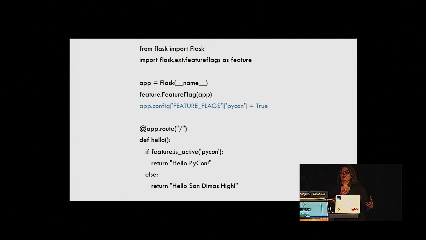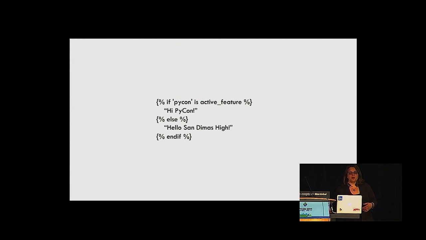OK, so this is great for the Python app developers like me, but I want my front-end developers and my web devs to be able to use this in the Jinja layer as well. And to do that, I'm going to use a thing of Jinja called a template test. And this is what a template test looks like. If PyCon is active_feature, hi PyCon, else hello San Dimas High. active_feature is the name of the template test, and it's like a function. It will get PyCon as an argument, and it's supposed to return true, the feature is on, or false, the feature is off. Basically identical to the isActive thing we just did.